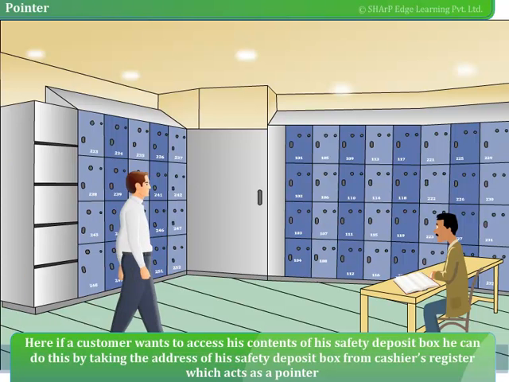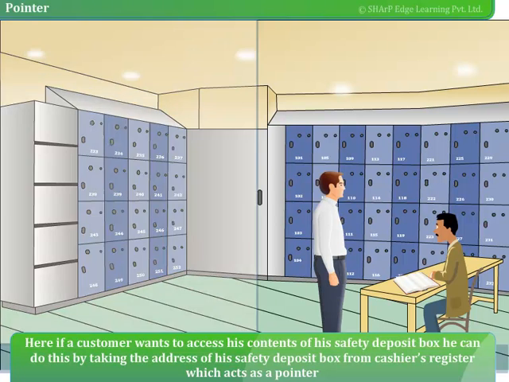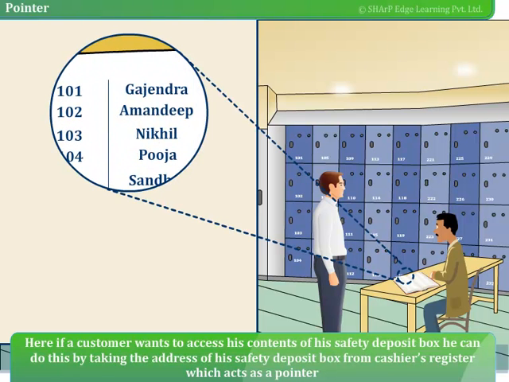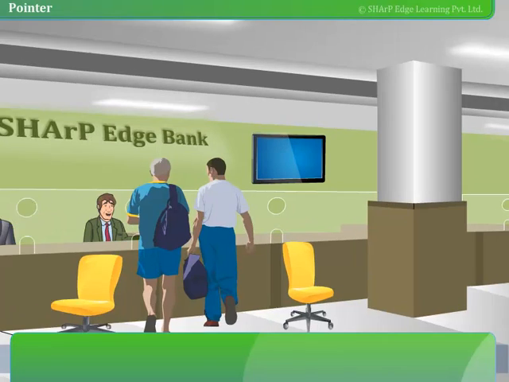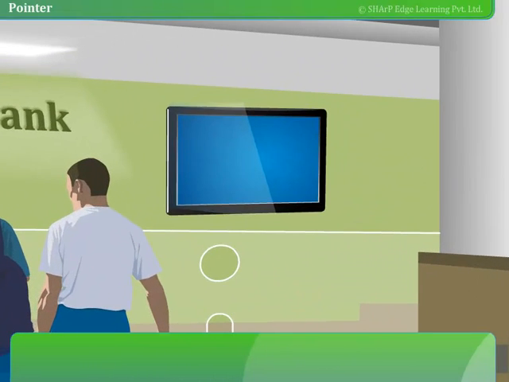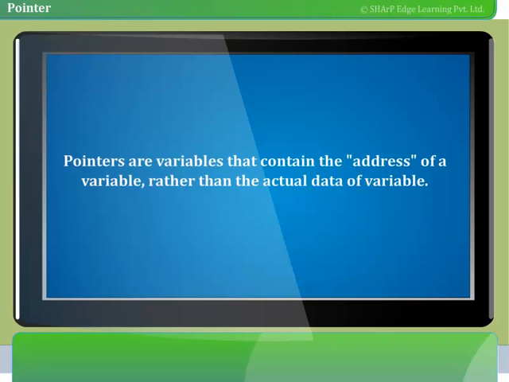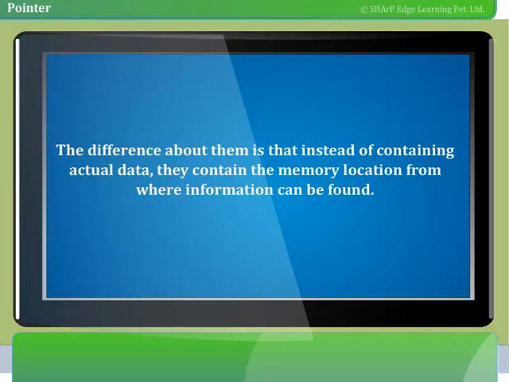Here, if a customer wants to access the contents of his safety deposit box, he can do this by taking the address of his safety deposit box from the cashier's register, which acts as a pointer. Pointers are variables that contain the address of a variable rather than the actual data of the variable. The difference is that instead of containing actual data, they contain the memory location from where information can be found.